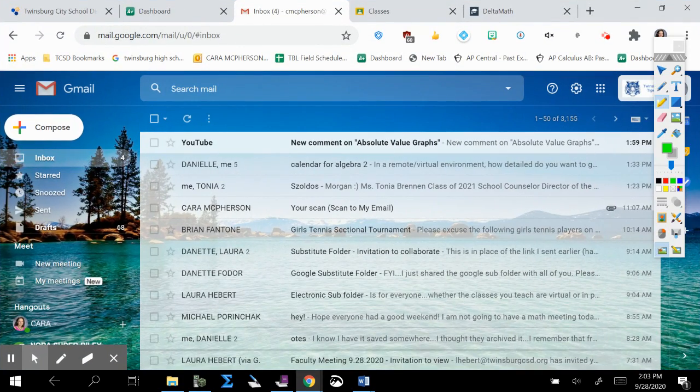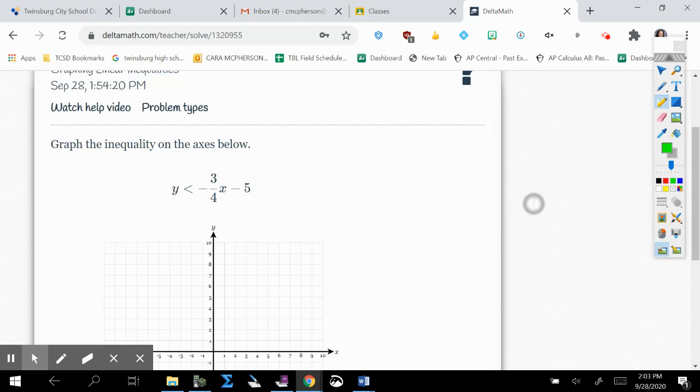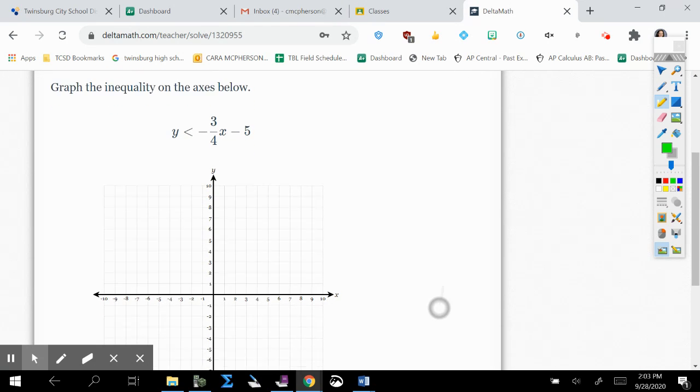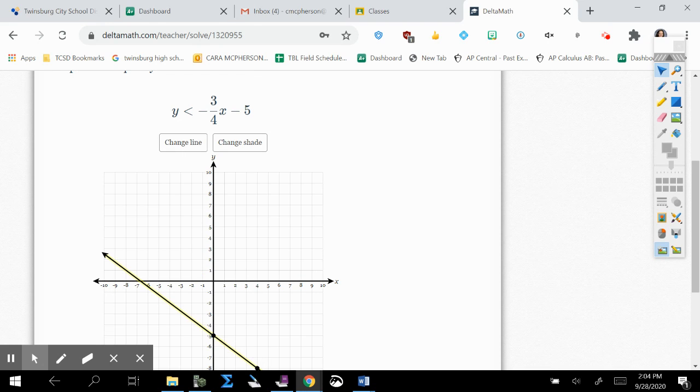So if we go to Delta Math, give me 1 second here. So Delta Math is going to do something like this. It's going to give you your inequality, and it's going to ask you to graph. So when you're doing this, you want to graph your y-intercept first. So you're going to go on your graph and put a y-intercept of -5. And then my slope is -3/4. So I'm going to go down 3, right 4, put another point.